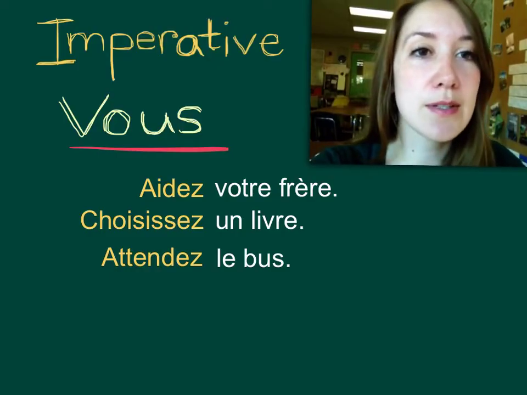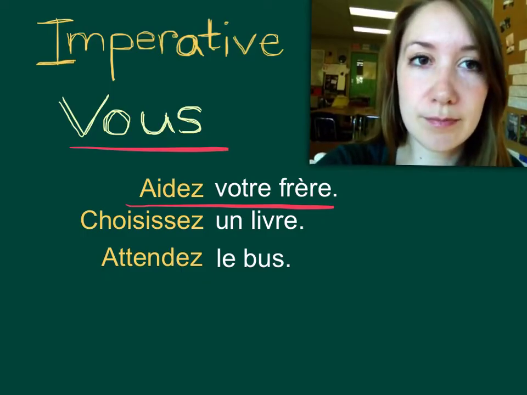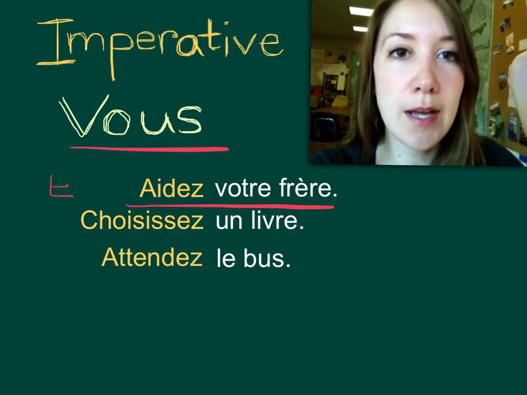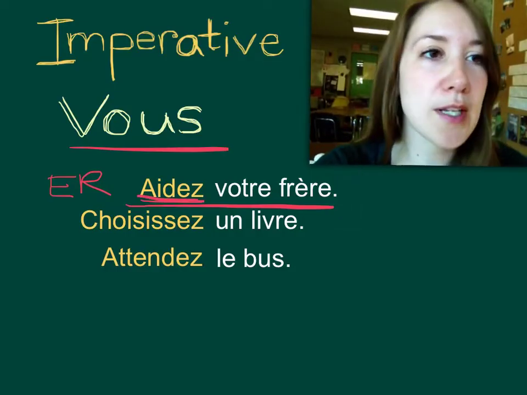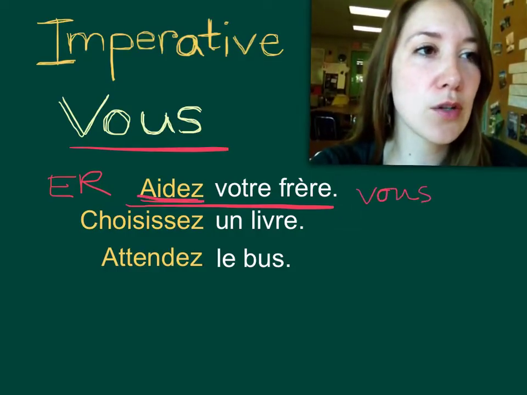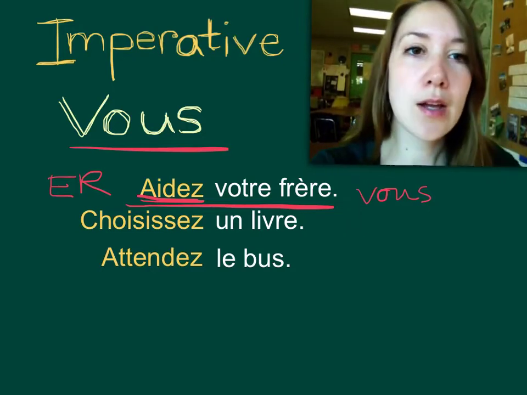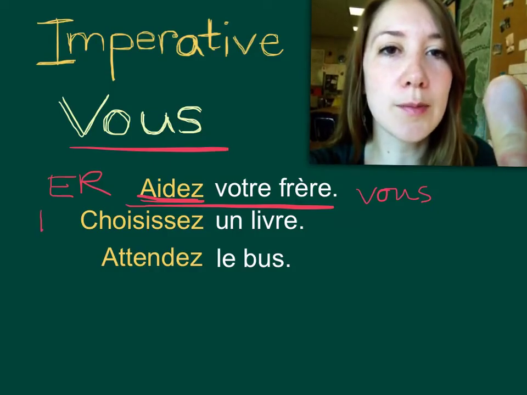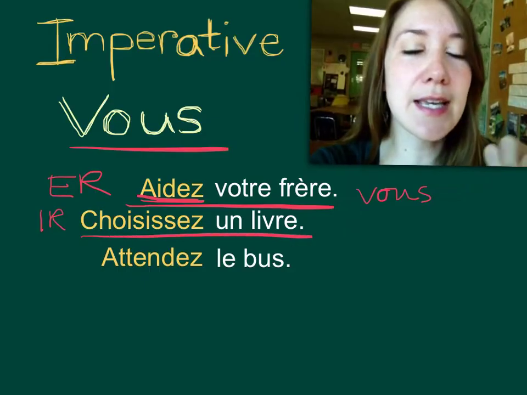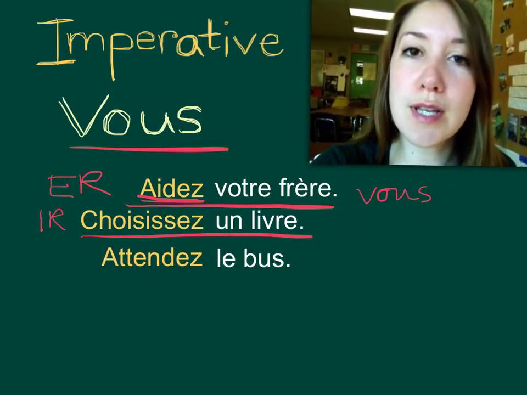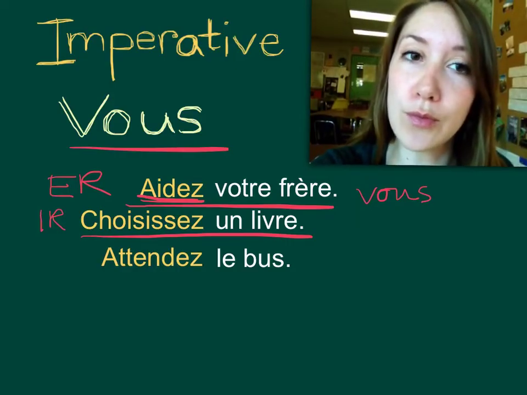Here are some examples. Aidez votre frère. Help your brother. This is an ER verb, and notice that I conjugate aider exactly the same way as I always would for vous. Vous aidez, you help. Aidez votre frère, help your brother. For our IR verbs like choisir, I would say choisissez un livre. Choose a book. And again, this is conjugated exactly the same way as we normally would for vous.